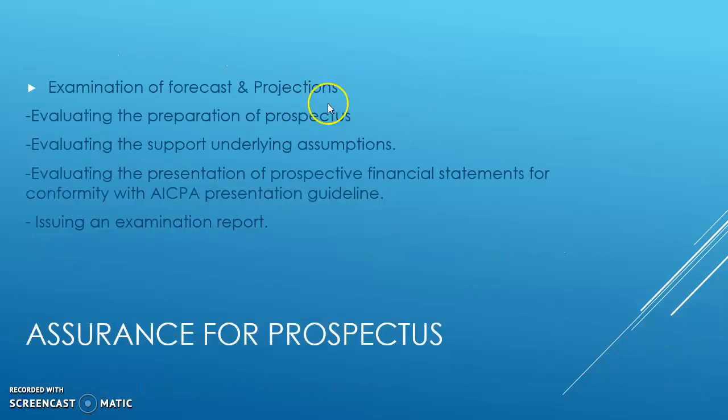Okay, these are the other examples of assurance for prospectus. For example, evaluate the preparation of prospectus, evaluate the support underlying assumptions. You review the assumption and then evaluate the presentation of prospective financial statement for conformity with ICPA presentation guideline. ICPA is the standard.